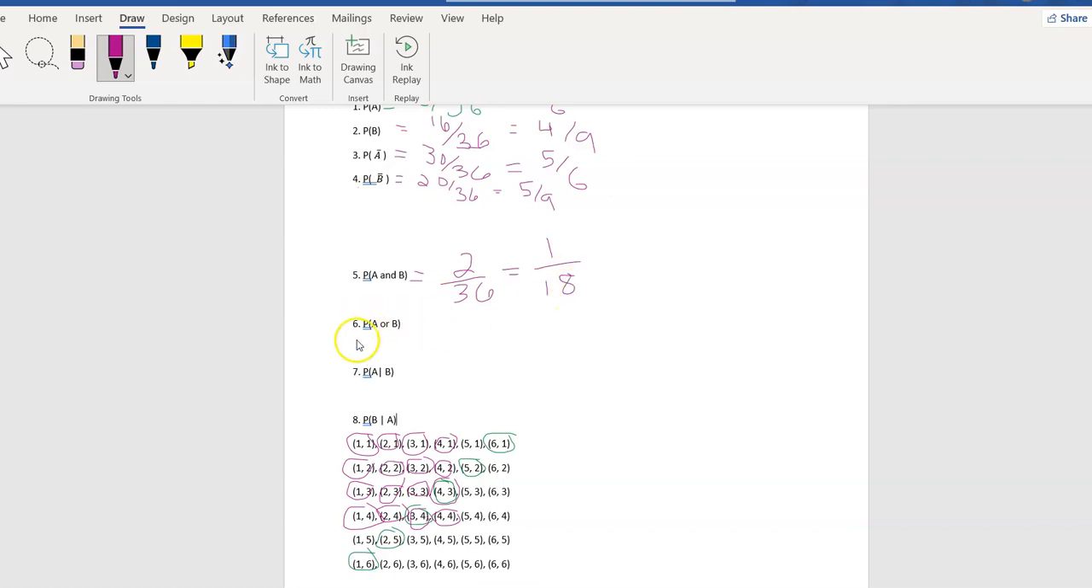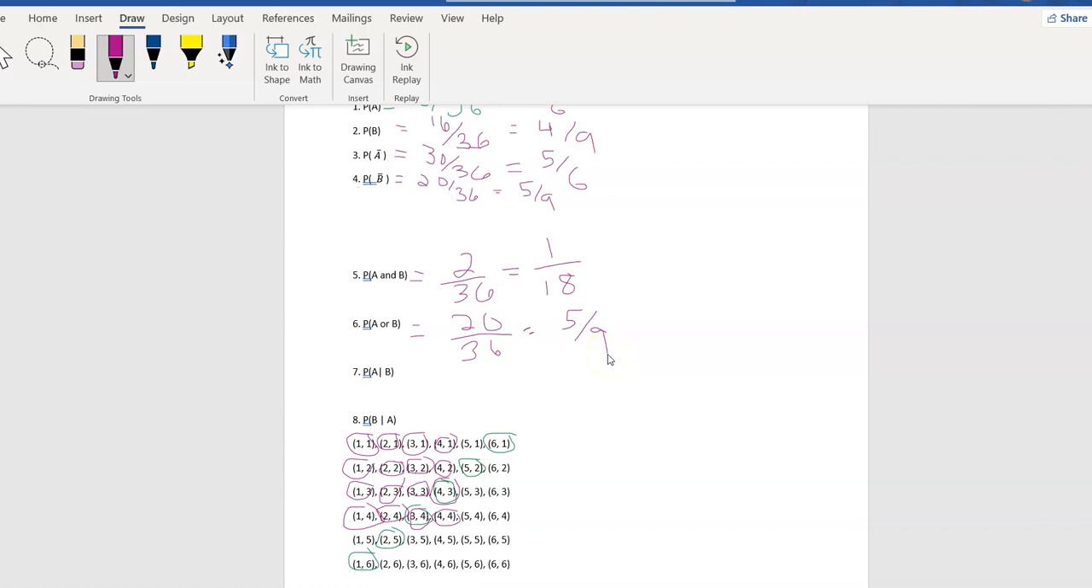Now, the probability of A or B, we count up everything that is purple and everything that is green. But we don't want to count things twice. So if it's both purple and green, we're not going to count it more than once. So we've got 1, 2, 3, 4, 5, 6, 7, 8, 9, 10, 11, 12, 13, 14, 15, 16, 17, 18, 19, 20, who are both green and purple out of 36. And if we reduce that, 4 goes into the top 5 times and into the bottom 9 times.